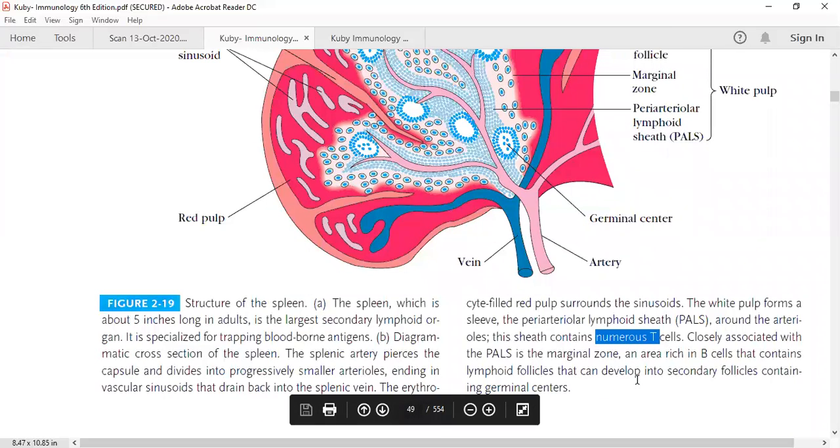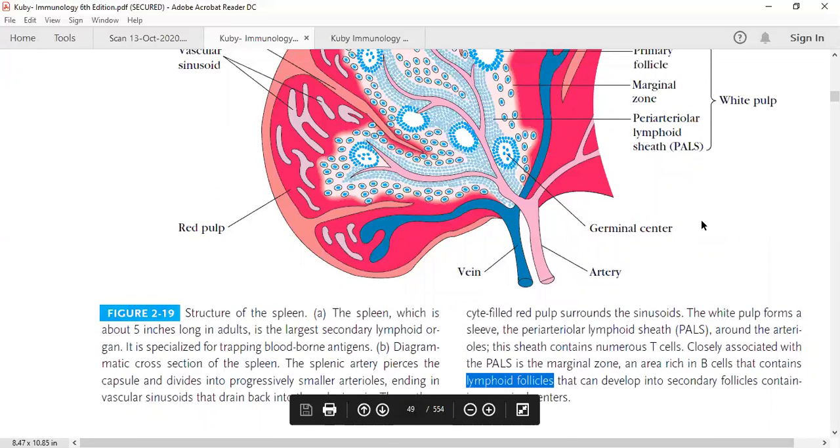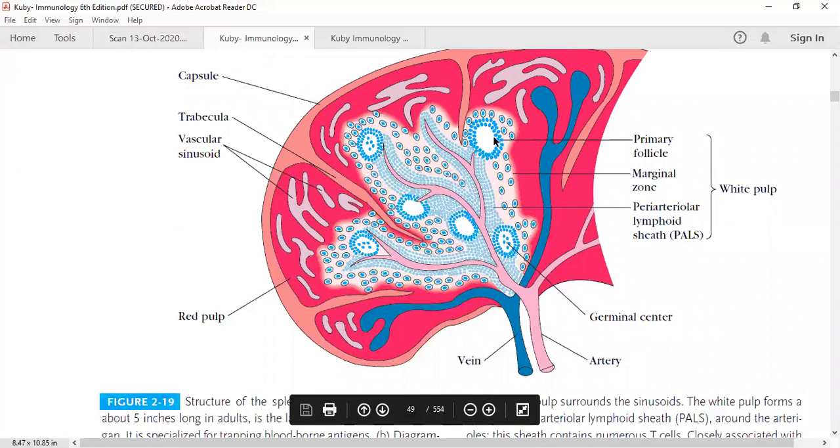This marginal zone is an area rich in B cells that contains lymphoid follicles. All right, so these primary and secondary follicles are also present in this marginal zone. They develop into the secondary follicle containing the germinal center. Now, first of all, we will understand what germinal centers are and how they develop. The primary follicle will develop into a secondary follicle, and the secondary follicle has germinal centers in the center.